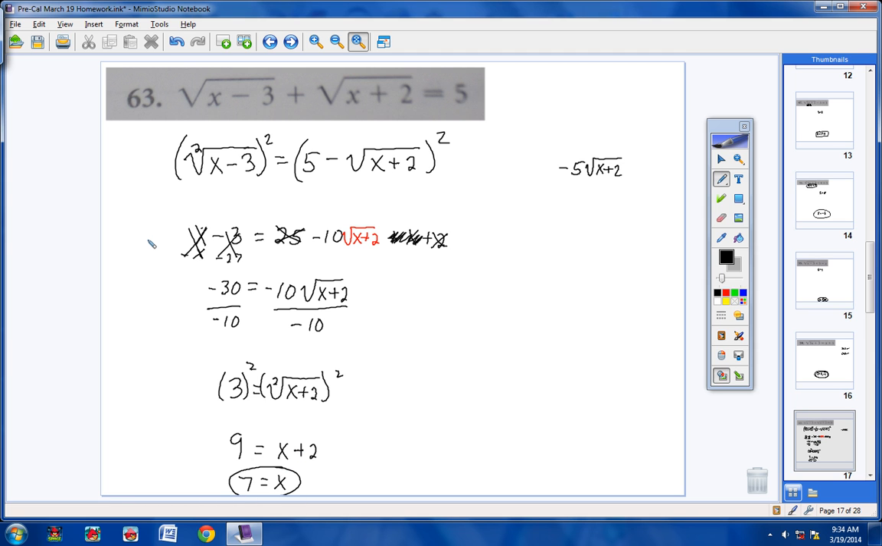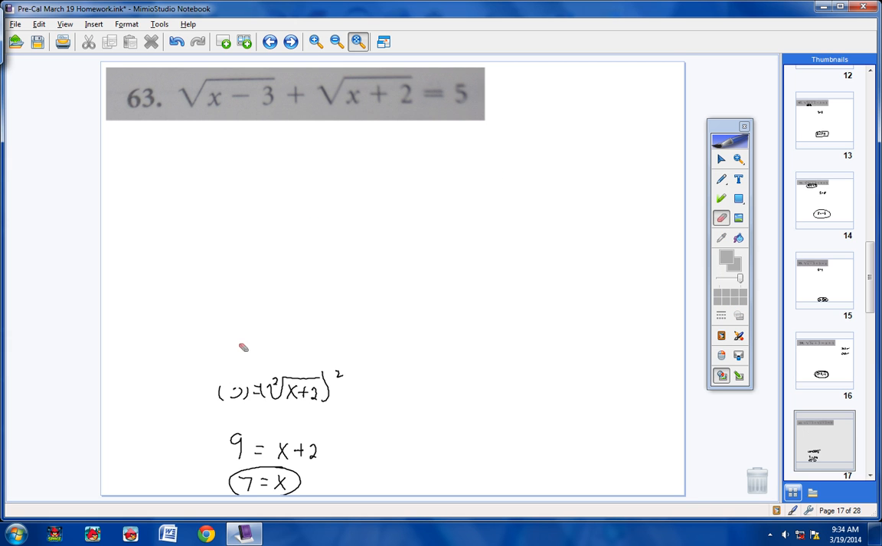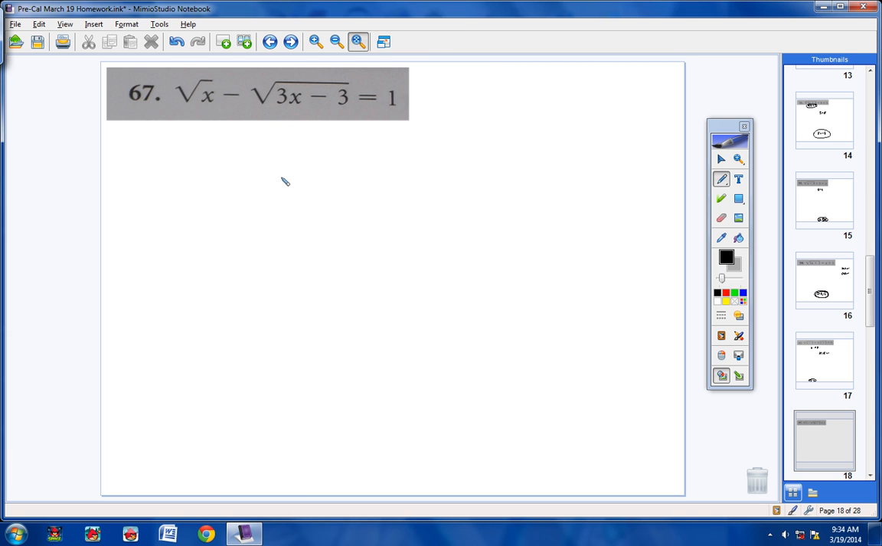Now, that answer might work, it might not work. We're going to have to see, okay? So I'm claiming that my answer is 7, and we're going to see if it is. Well, if we put a 7 in here, we get 4, that would be a 2, plus 9, square root of 9 is 3, 2 plus 3, it does work. I end up getting 5 equals 5 when I substitute 7 in, okay? So we're moving on to number 67.